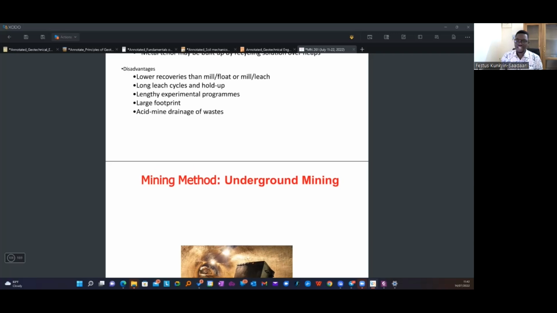Then we have lengthy experimental programs. You cannot just get up and go and start it. You have to experiment, do a lot of lab tests to determine that, okay, if I do it this way, if I add this quantity, if I have a full truck of material, I need this quantity of cyanide or quantity of element that can help dissolve it. I need the particle size to be this or to be that.